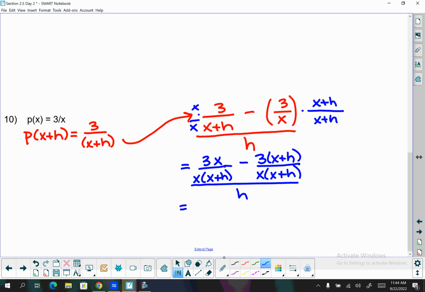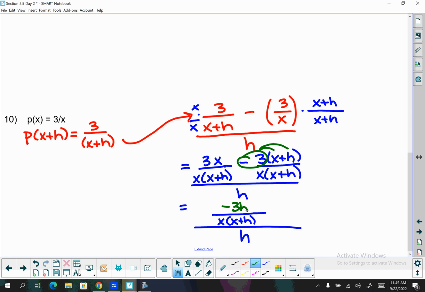Okay. So the whole thing's still going to be over h. When I add or subtract fractions that have the same denominator, the denominator does not change. It's still going to be x plus h. The only thing that's going to change is my numerator, and this negative is part of that 3. It's getting distributed in there. Okay. So I'm going to have a 3x, and I'm going to have a negative 3x. Aren't those just going to cancel? Okay. And then I'm going to have a negative 3h.